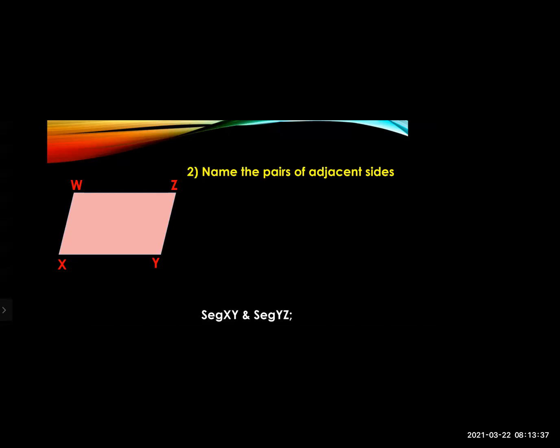So the pairs of adjacent sides will be segment XY and segment YZ. In this, which is the common vertex? The common vertex is Y. So segment XY and segment YZ are the adjacent sides. Then segment ZW and segment WX. In this, which is the common vertex? W is the common vertex.